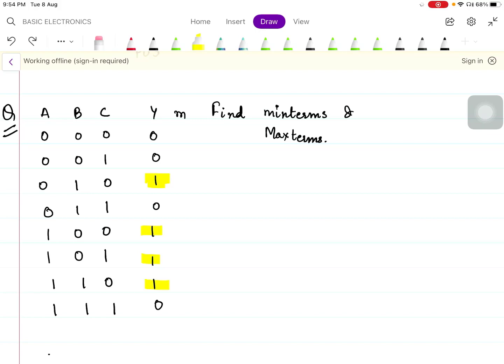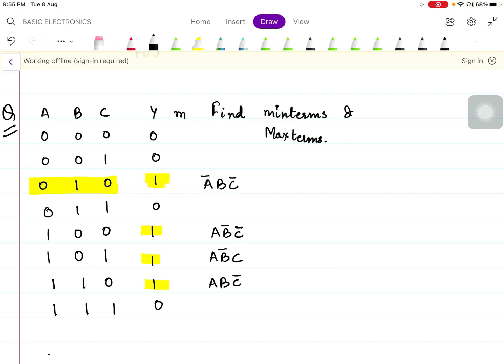So for each output 1, you have a corresponding combination of A, B and C. So for the first output 1, we have a combination of A, B, C such that A is 0, B is 1 and C is 0. So let's write down the minterm for this. So the minterm for this is A bar, B, C bar. For the next one, the minterm is A, B bar, C bar. Then only these four terms are the minterms because y is 1 only for these minterms.